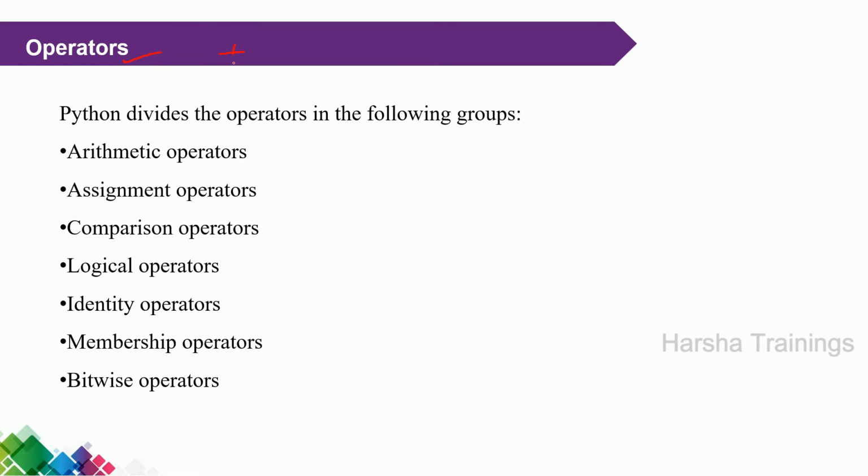What do you mean by operator? An operator is a symbol used to perform an operation. These are the different types of operators available in Python: arithmetic, assignment, comparison, logical, identity, membership, and bitwise. Actually, identity and membership operators are not available in C and Java. The remaining operators are available, but these two are not. Step by step, we will move through the operators and then to the execution also.